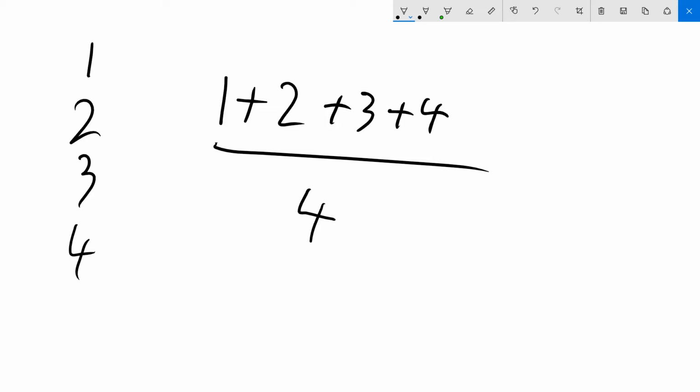So 1 plus 2 is 3, plus 3 is 6, plus 4 is 10. 10 divided by 4, that's the same as 2.5, right? And that's our average. Now, when we talk about mean, we use this symbol here called x bar. So every time we write x bar equals, we're talking about the mean of a certain value. So our mean of our data set beforehand was 2.5.